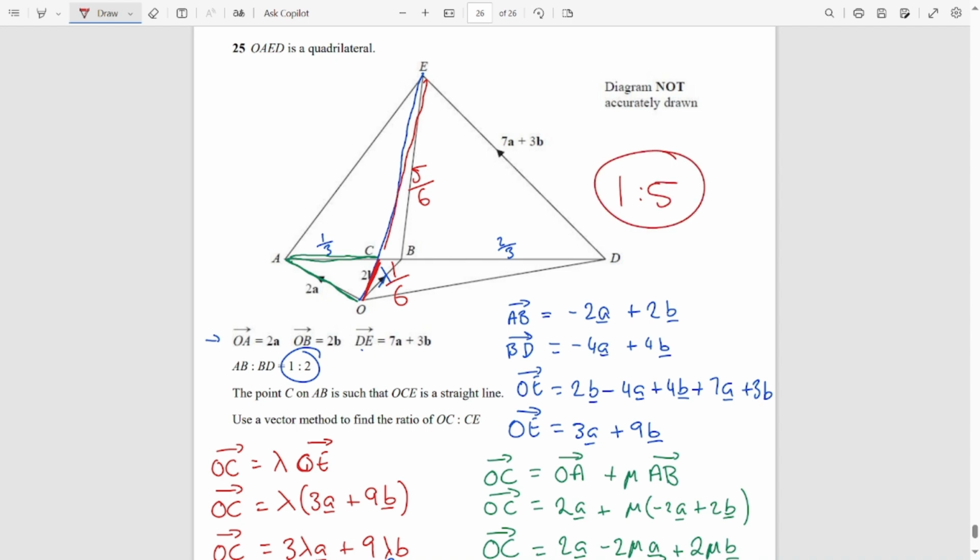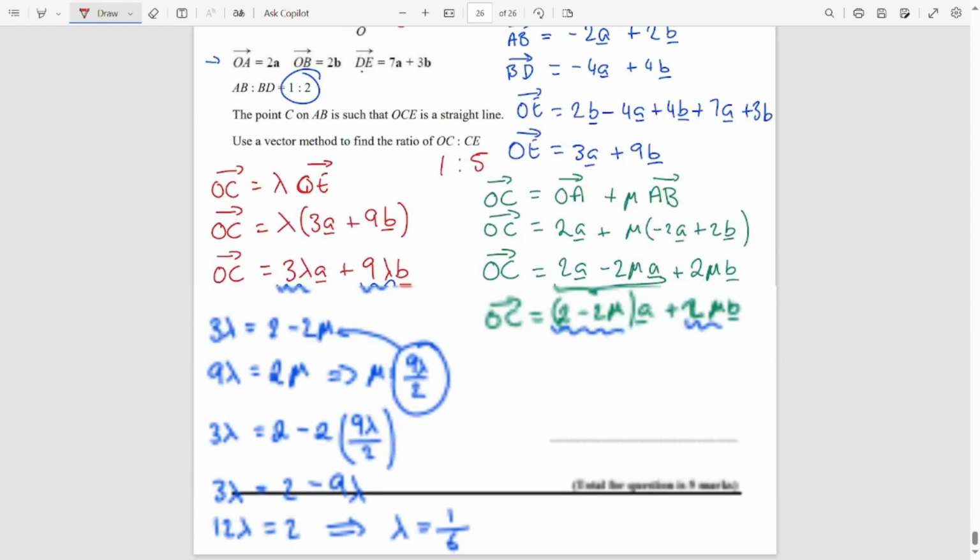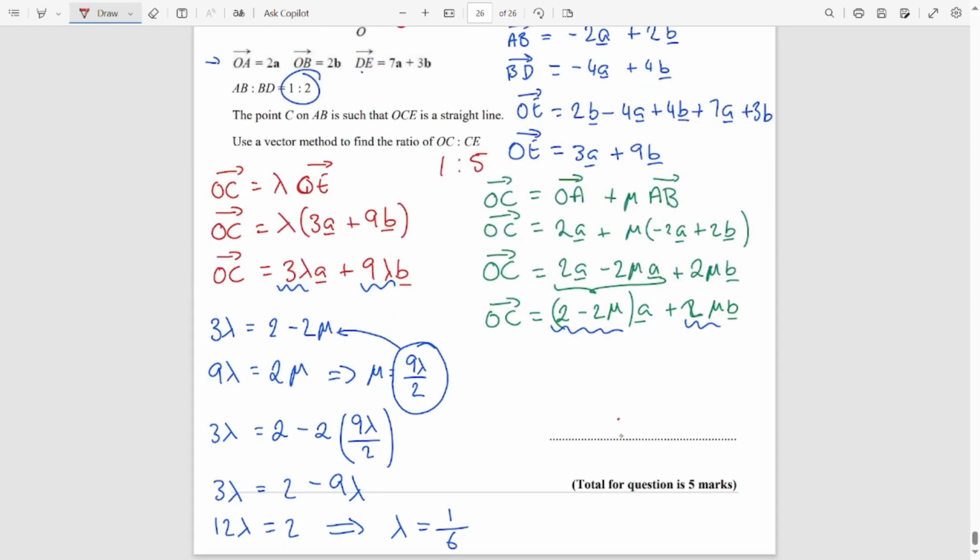Now let's just check the ratio that we were asked for, just to be certain that we are correct, because sometimes they ask for the ratio OC to OE. So we just check. OC is the short part here. Yes, this is definitely 1 part. CE is this second part here. Yes, this is definitely 5 parts. So the ratio is 1 to 5. And that can go on my line here.